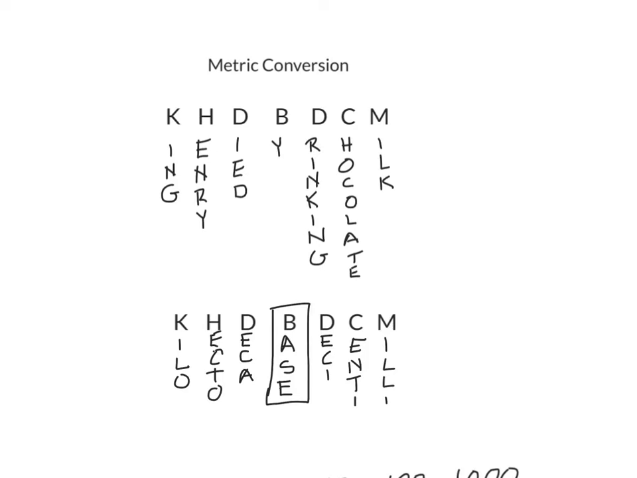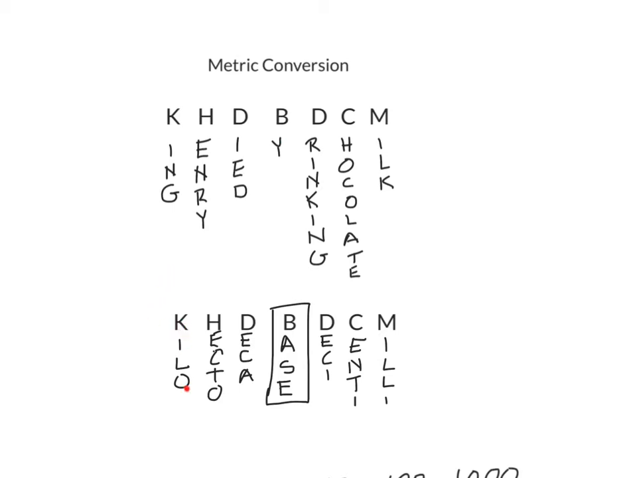But how do you remember what a kilometer is relative to a meter? Or how do you know how many centimeters there are in a meter, or those kind of things? So here's a mnemonic to help you. We have KHDBDCM. King Henry died by drinking chocolate milk. King Henry died by drinking chocolate milk. So that's a little trick just to help you remember.